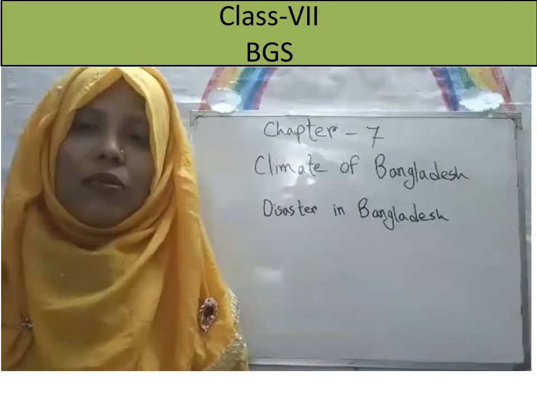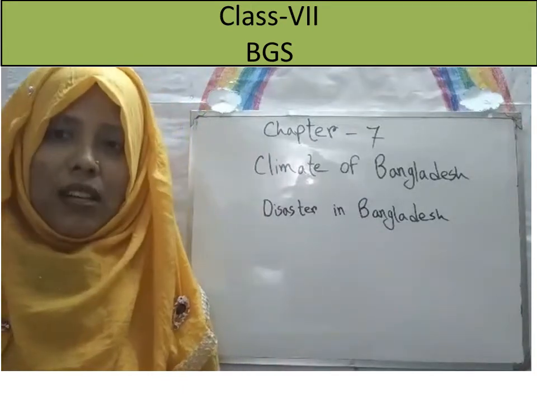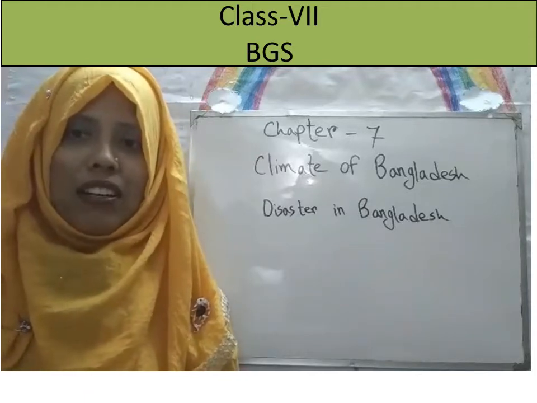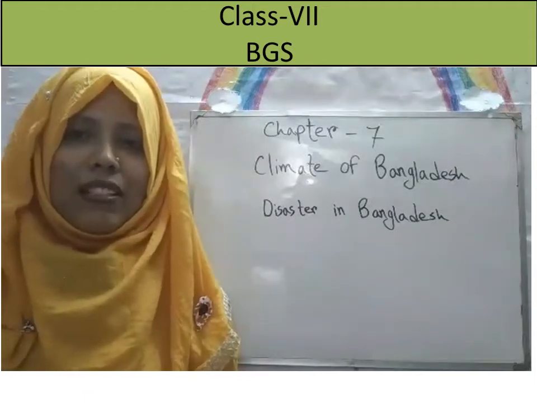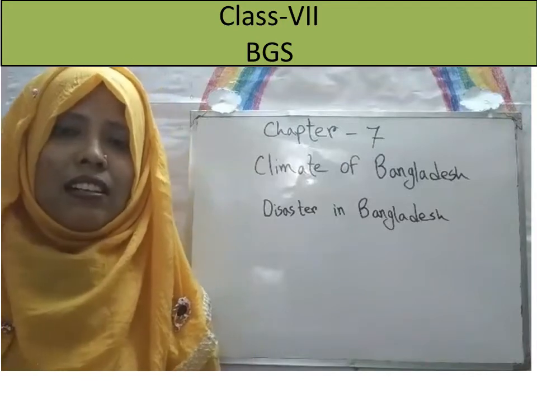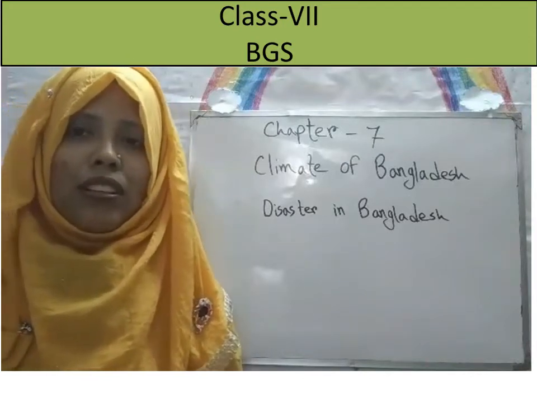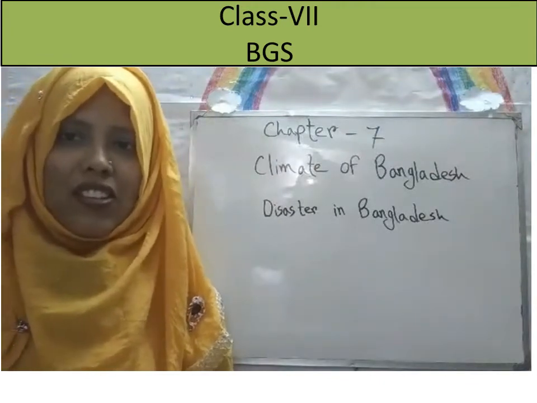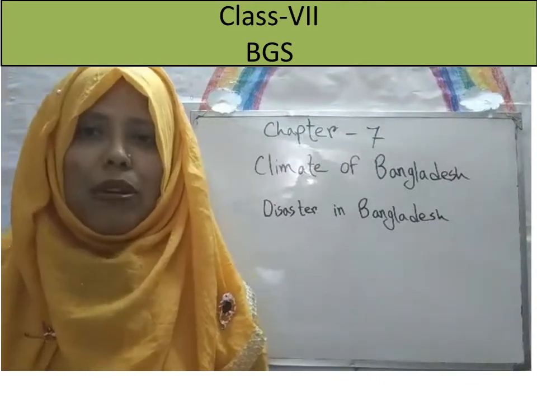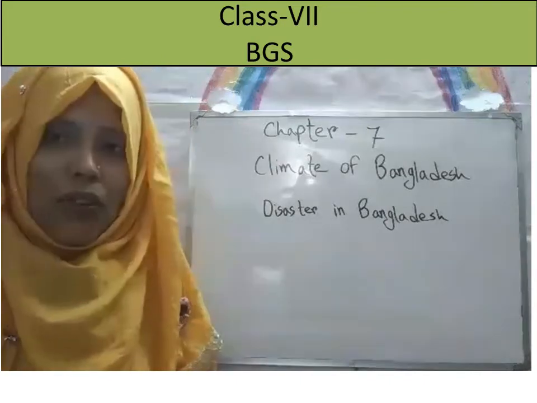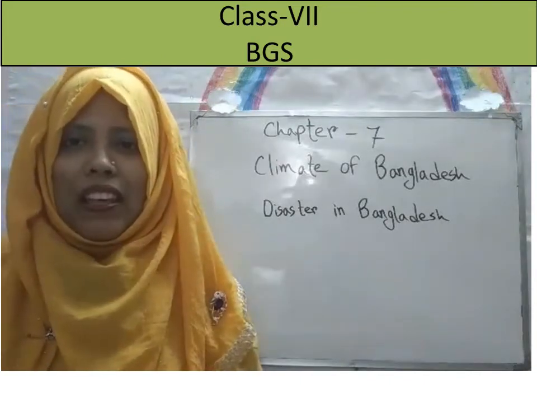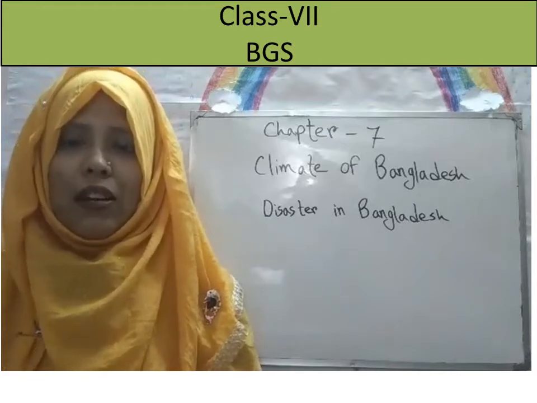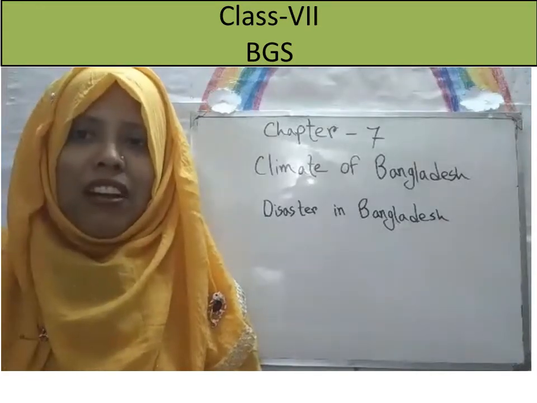In previous classes, we have already discussed the disasters in Bangladesh. Do you remember what the disasters in Bangladesh are? Yes, students, the disasters are tornado, cyclone, flood, river erosion, drought, etc. Do you remember river erosion occurs in which season? Yes, students, river erosion occurs in monsoon season because of abundant rain.